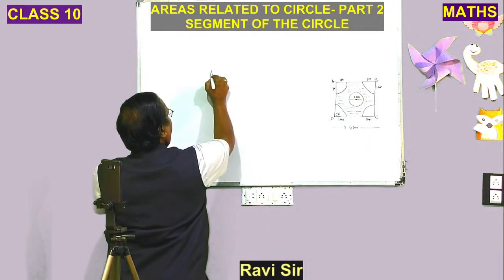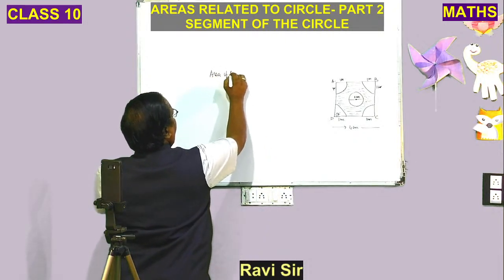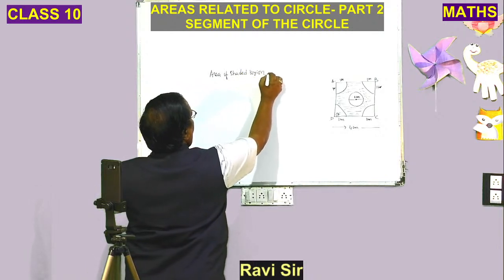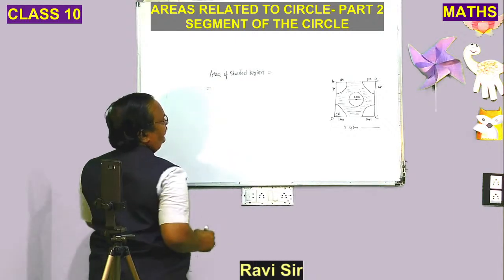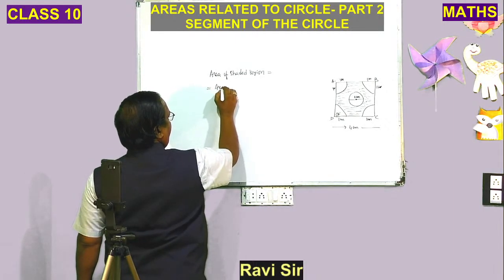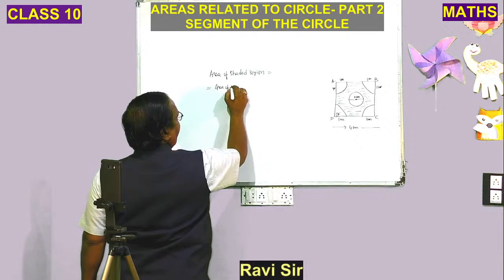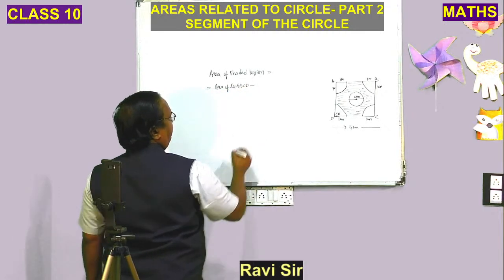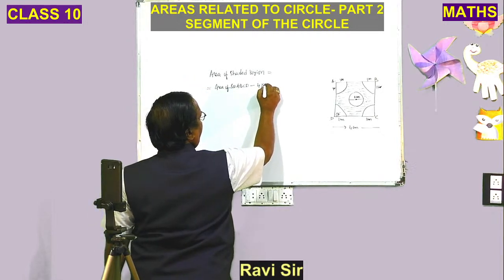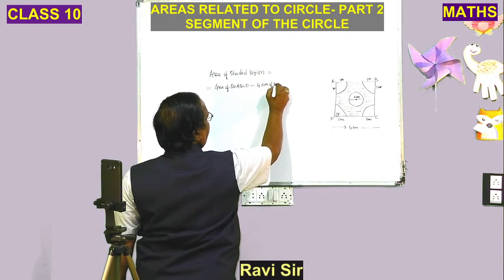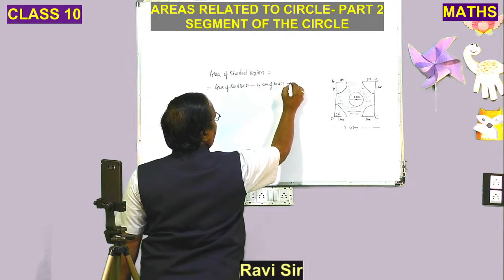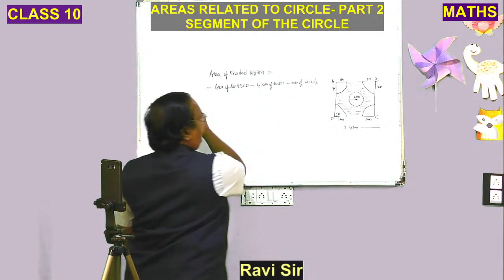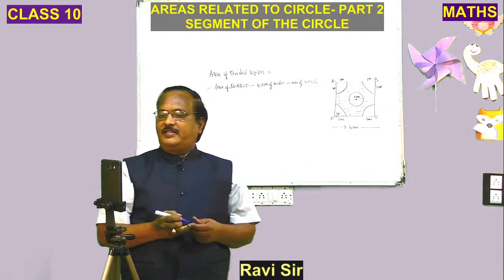Okay. So, now you have to find out the area of the shaded region. Let me put the area of the shaded region, which is equal to area of square ABCD minus 4 into area of sector minus area of a circle. This is a common key step for the entire question.